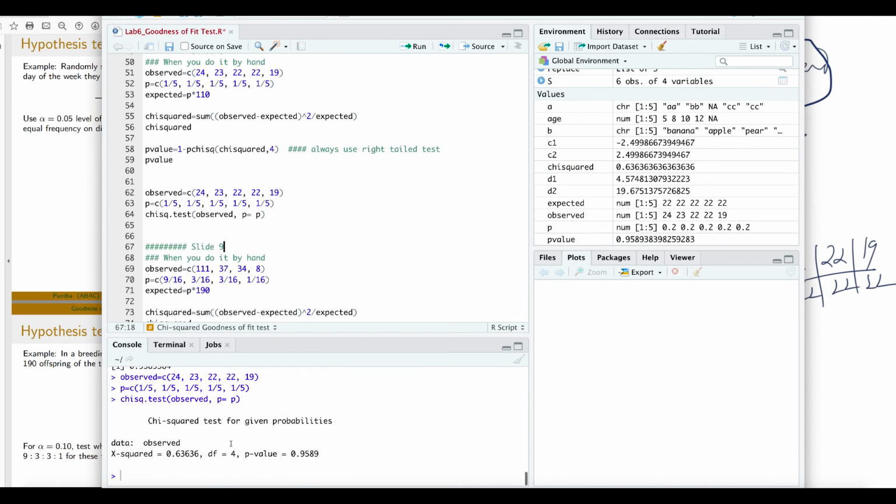So what do you conclude from here? Since the p-value is greater than alpha, we do not reject the null hypothesis. Okay. So as the p-value is greater than alpha, we do not reject H0. Hence, the number of injuries are not different on those days listed. Okay, that's what you get there. All right.